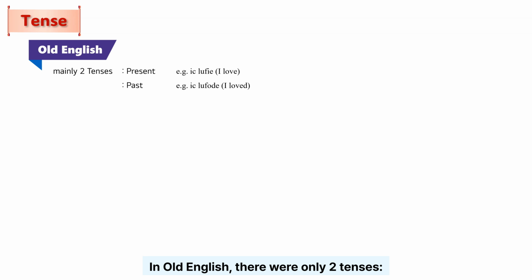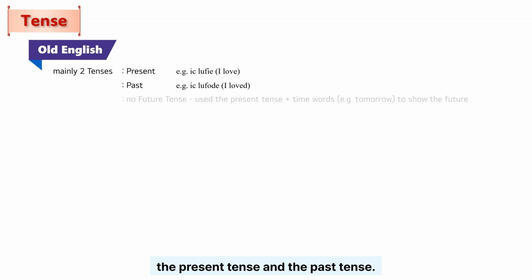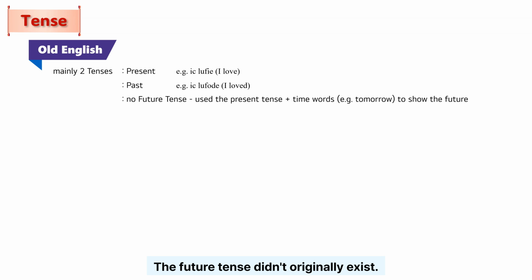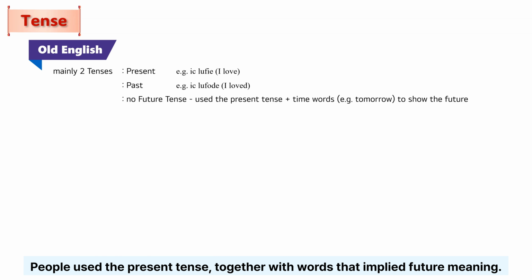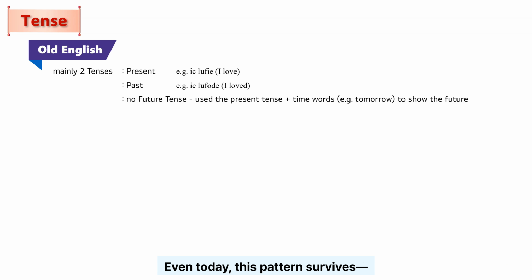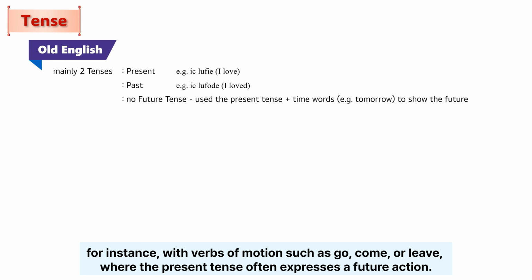In Old English, there were only two tenses, the present tense and the past tense. The future tense didn't originally exist. People used the present tense together with words that implied future meaning. Even today, this pattern survives. For instance, with verbs of motion such as go, come, or leave, where the present tense often expresses a future action.